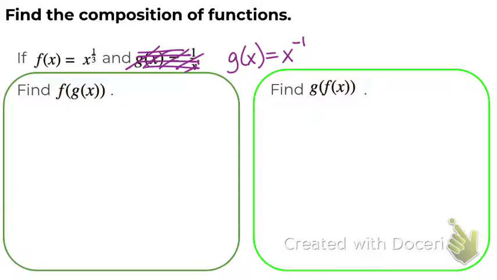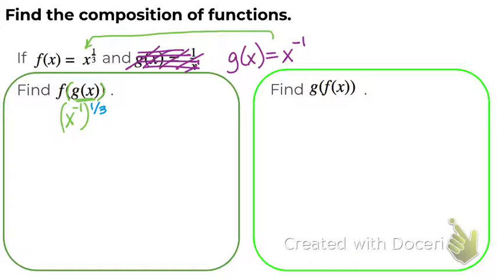Now let's look at the first problem. Here it says to substitute g of x into f of x. So I am going to take whatever g of x is and substitute it into f of x. So I'm going to first write down what is f of x, x to the 1/3 power, and then I'm going to erase that x and instead put what g of x is. So put x to the negative first.